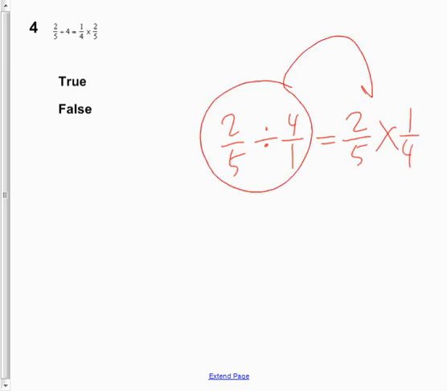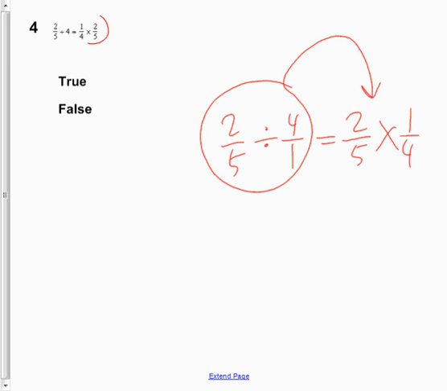Question 4 is a statement that says 2/5 divided by 4 is equal to 1/5 times 2/5, 1/4 times 2/5. So if we look at this, first one can really be thought of as this. And the second one, if I was to really think about what this was, 2/5 multiplied by the reciprocal, using division of fractions, I know that this is true.